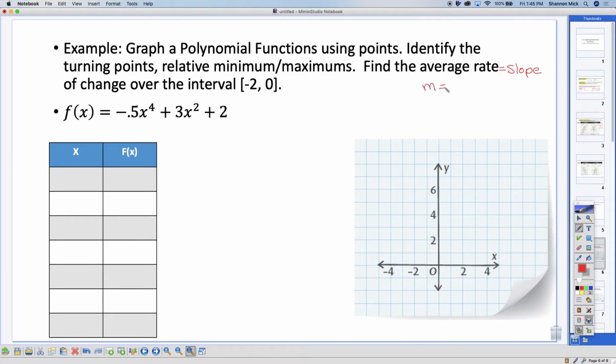m equals y2 minus y1 over x2 minus x1. So they gave me x's. How am I going to find y's? Plug your x in. And if you're smart, you put your x in your table, and then you don't have to calculate it more. Correct? On these problems, you can use a calculator if you need to, but use it when you need to, not when you don't.